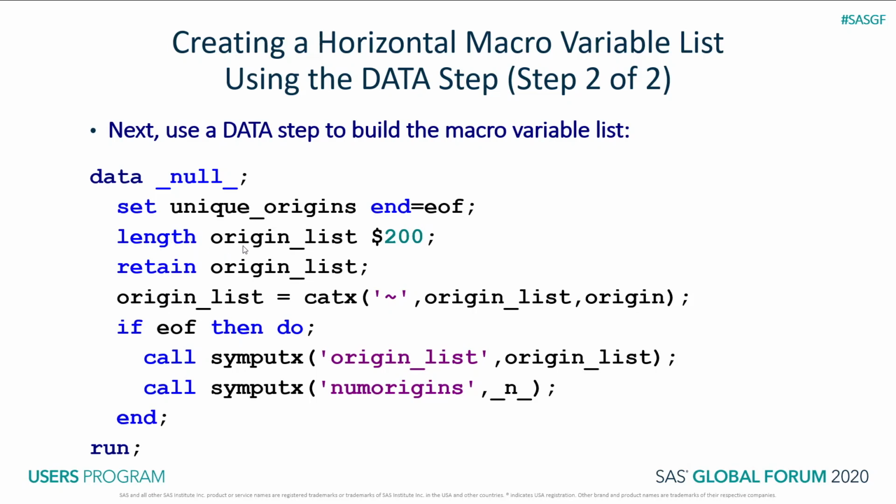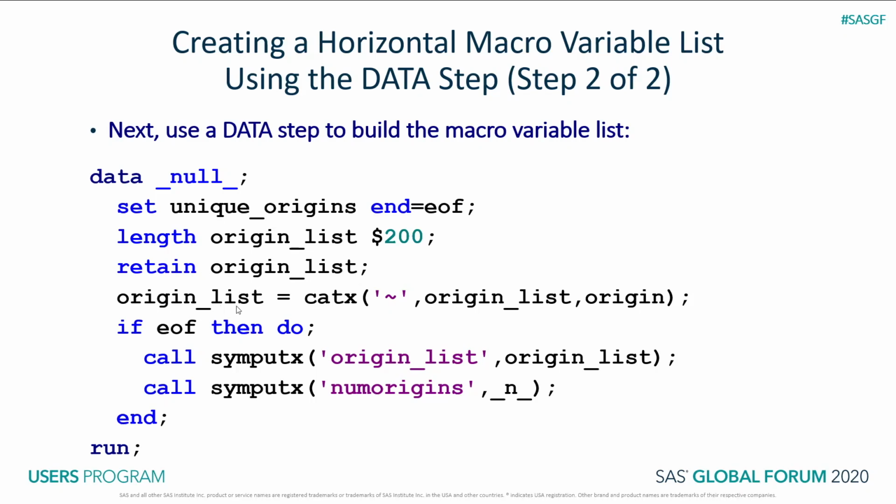This length statement simply declares that a new variable called origin_list is being created with a length of 200. Now this is not a macro variable. This is a data set variable, origin_list. It also appears on this retain statement because we're going to build this origin_list across multiple iterations of the data step as we read in values from the unique origins data set. So we need to be able to retain the values across iterations of the data step. That's why we have this retain statement here.